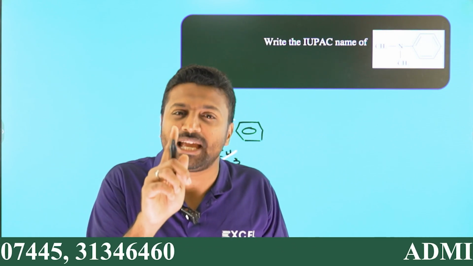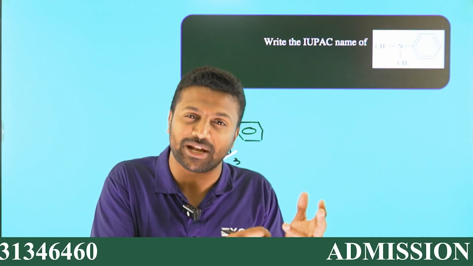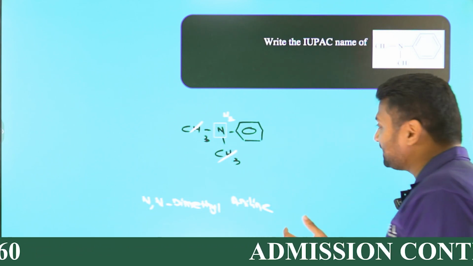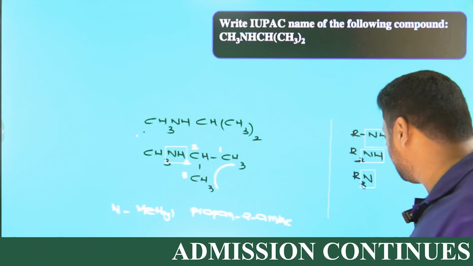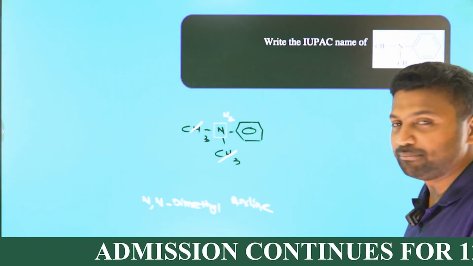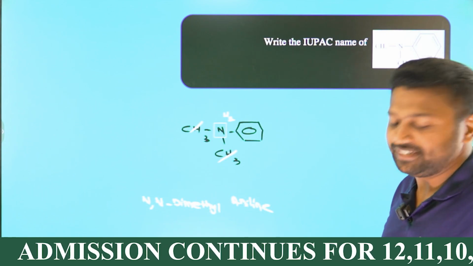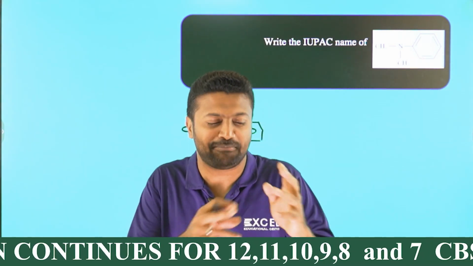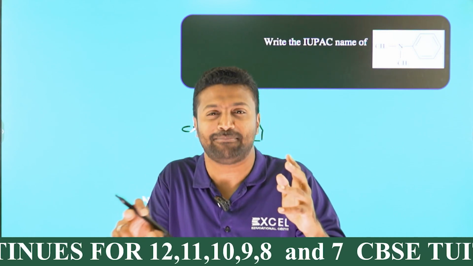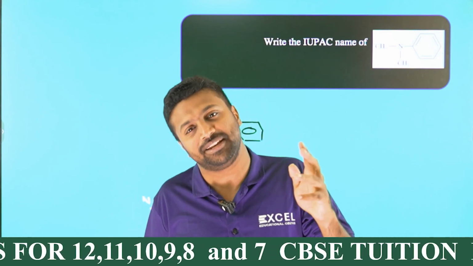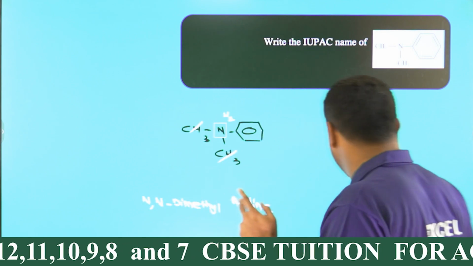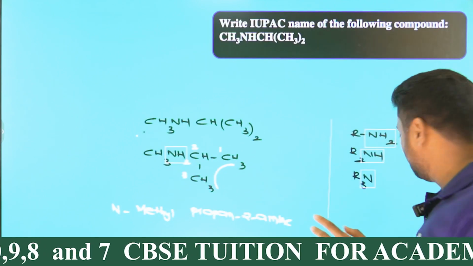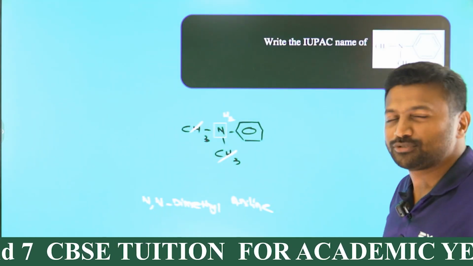If there is no capital letter N, it belongs to primary. If there is 1 capital letter N, it belongs to secondary. If there are 2 capital letter N, it belongs to tertiary. Regarding the IUPAC nomenclature, if there is no capital letter N, it is a primary amine: alkanamine, methanamine, ethanamine, propanamine, butanamine. If there is 1 capital letter N, it belongs to secondary amine. If there are 2 capital letter N, it belongs to tertiary amine.